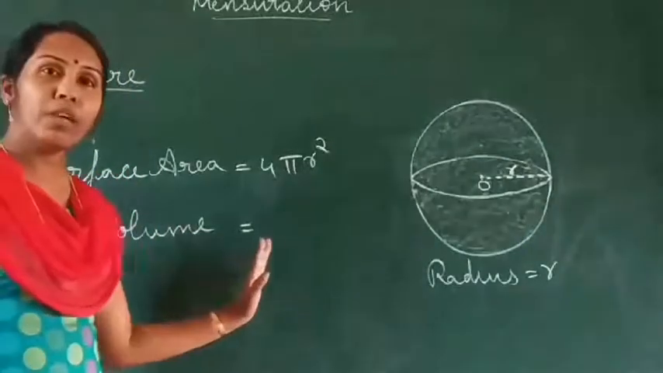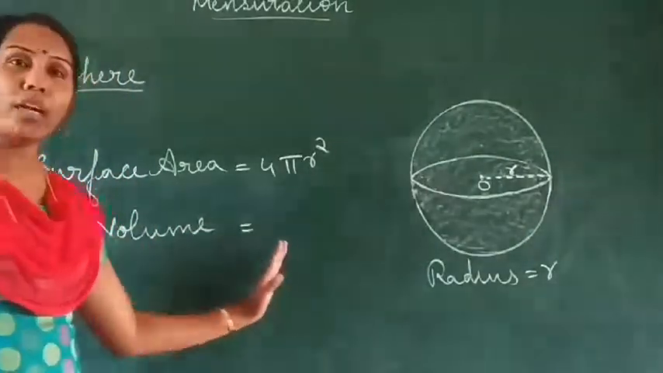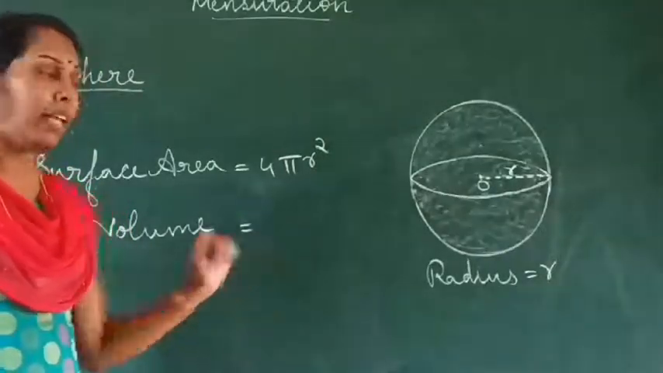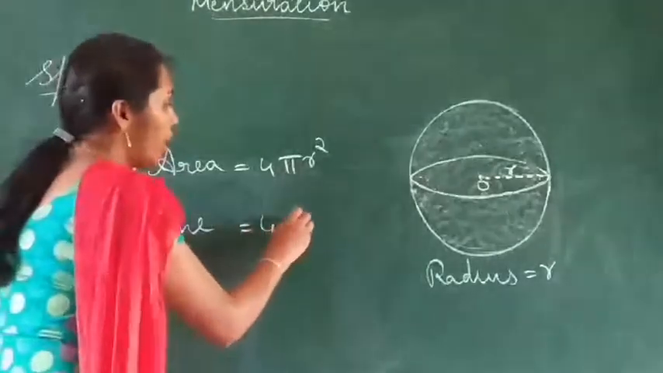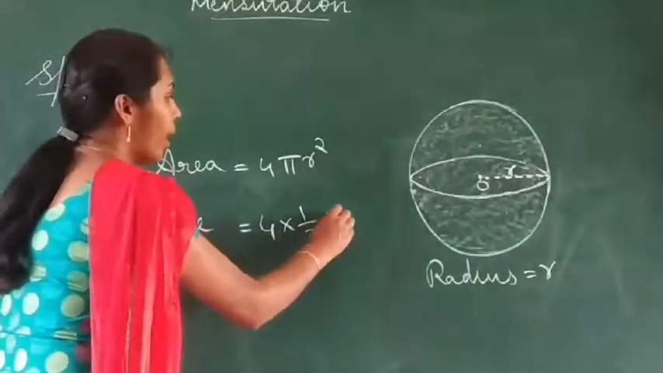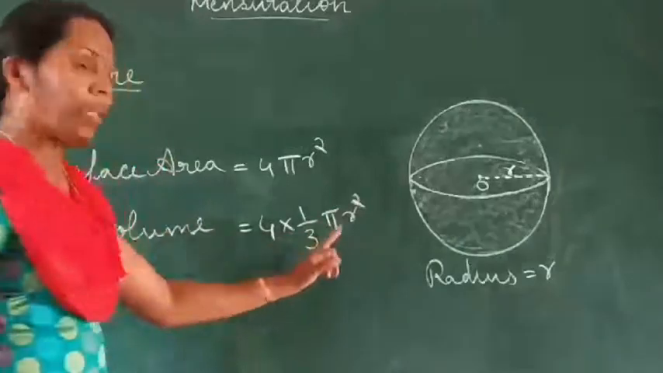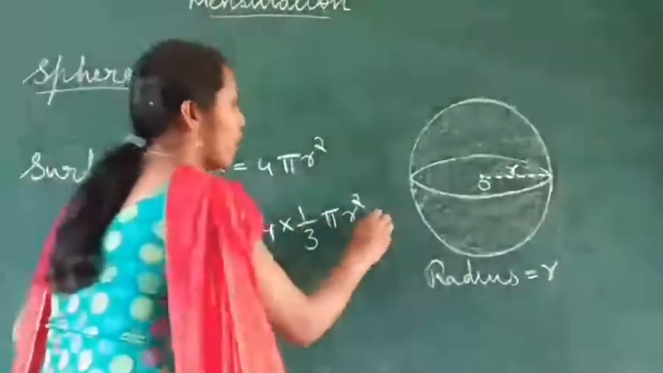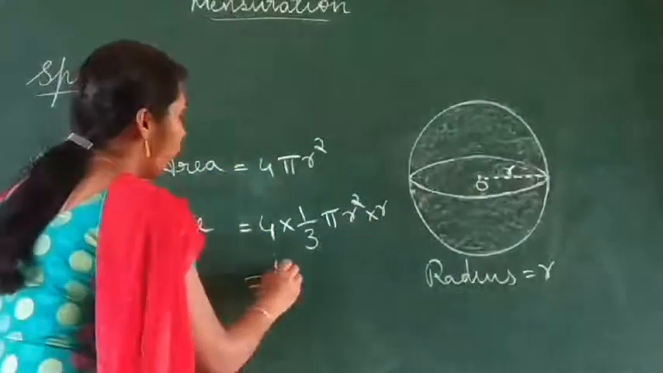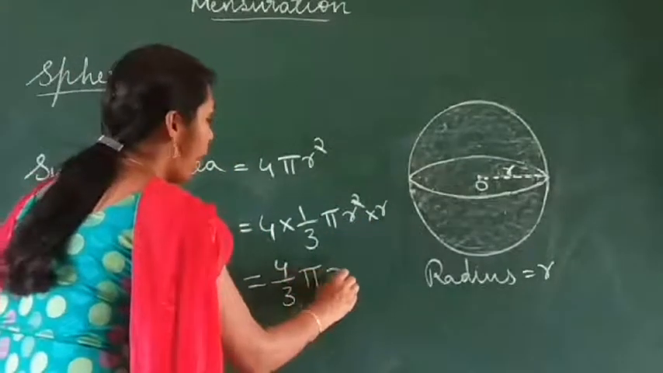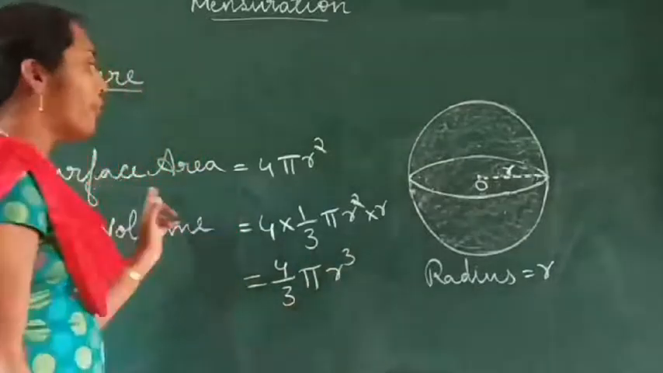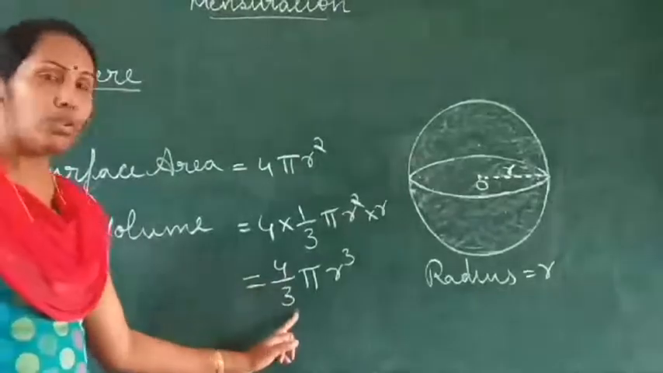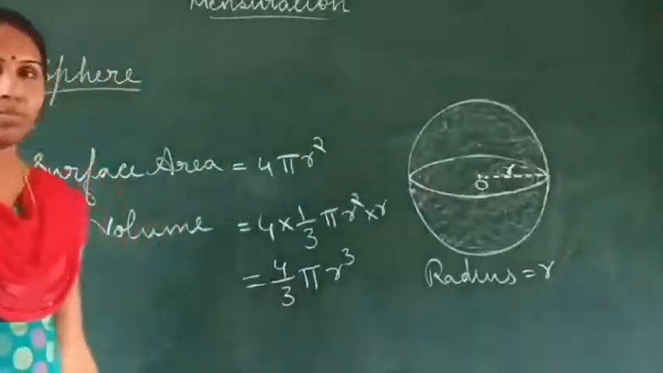Now, volume of a sphere with radius r is equal to 4 times the volume of a right circular cone with the same radius and height. That is equal to 4 into 1 by 3 pi r square into h. Here the height is also the same as the radius. That means r square into r, that is equal to 4 by 3 pi r cube. Therefore, the surface area of a sphere is equal to 4 pi r square and the volume of a sphere is equal to 4 by 3 pi r cube.